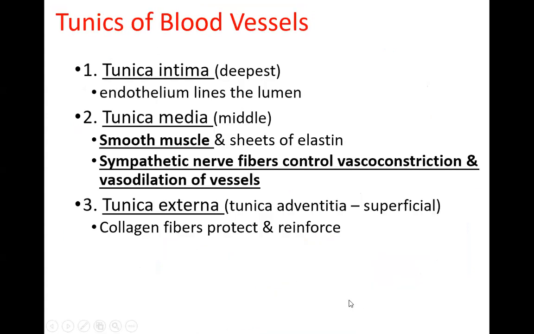So I mentioned this already. The tunica intima is the lining of a vessel. Tunica media is the smooth muscle in here. The smooth muscle and the elastic fibers are controlled by the sympathetic nervous system. Sympathetic nervous system controls vasoconstriction and vasodilation using epinephrine and norepinephrine.